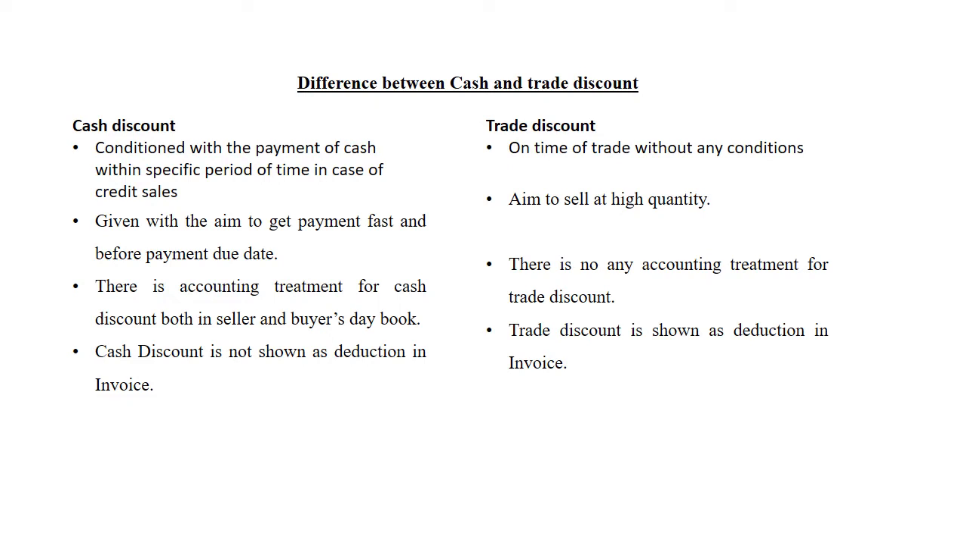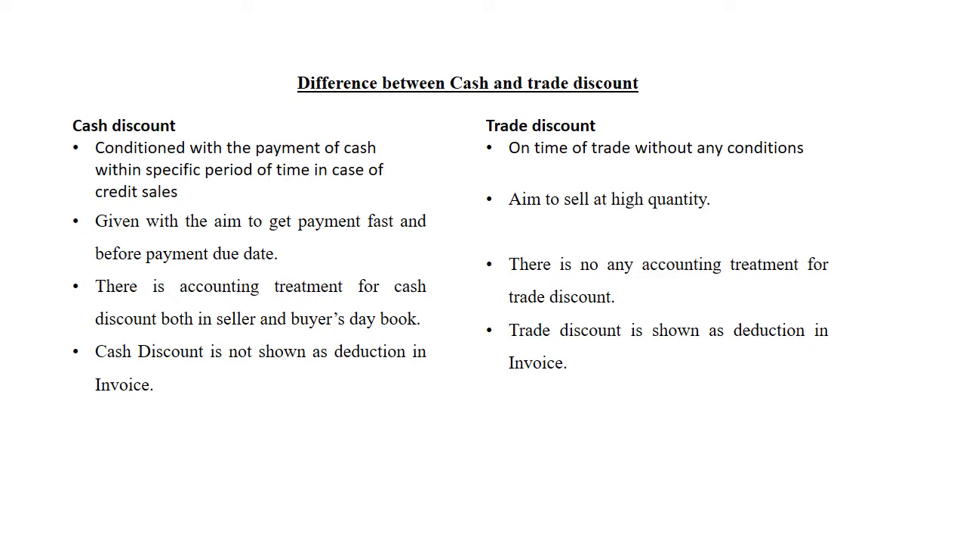What if I want to have my cash quickly? I want to have fast payment. I want to encourage the buyer to come and give me my money, my receivable. I need to receive my receivable quickly. In this case, maybe I give him a discount, and this discount is conditioned with payment of cash quickly within a specified period of time. So we call it cash discount.